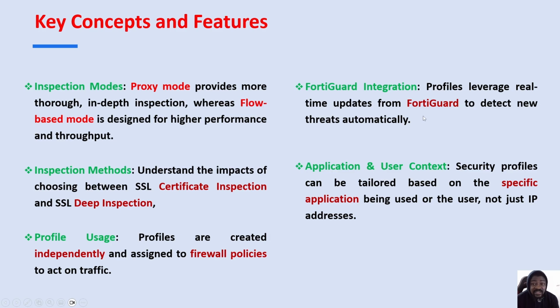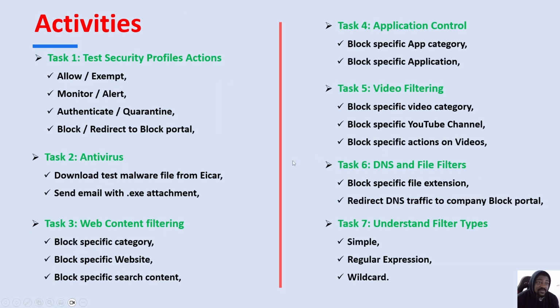So that's where all your security profiles are collecting information from the FortiGate servers. So either it be antivirus, web filtering, or any other security profile, they get their latest information from the FortiGate servers. So now let's jump directly into the activity part and perform. Let's start with task one. So as we said in task one, we are going to try the following actions. So let's jump directly onto our FortiGate firewall and start with task one.